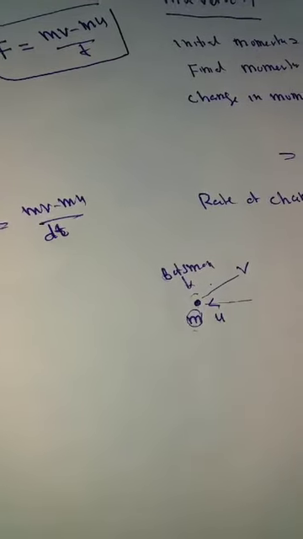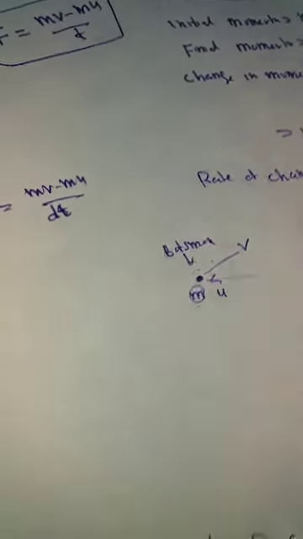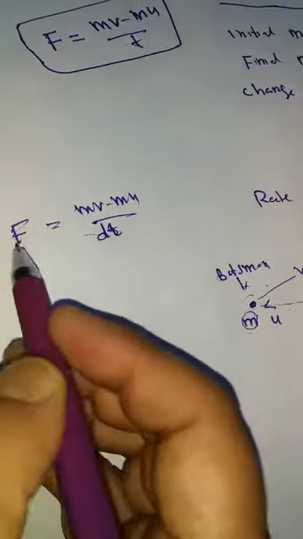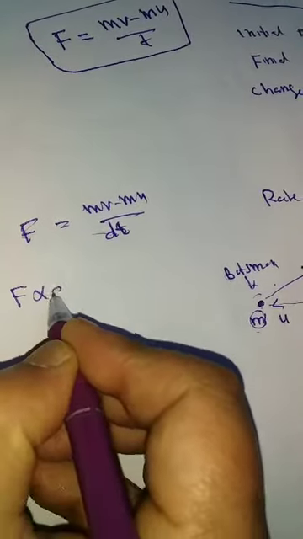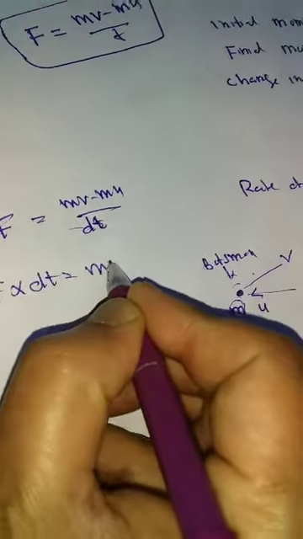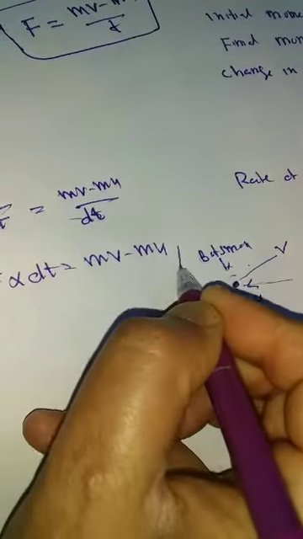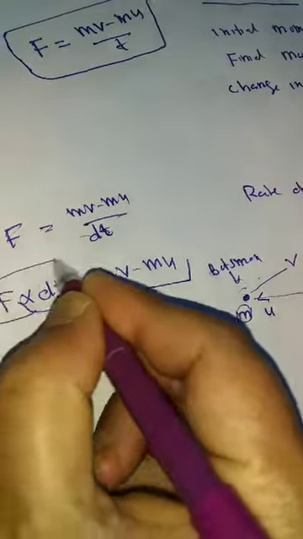But in that case we have to calculate the impulse. What is impulse? It is f multiplied by dt, which is equal to the change in momentum, mv minus mu. For that purpose we calculate the impulse.